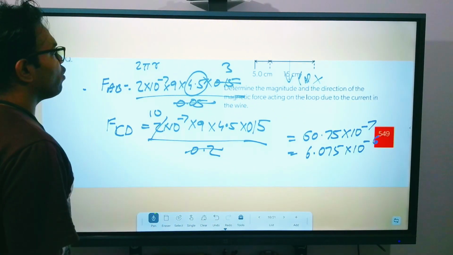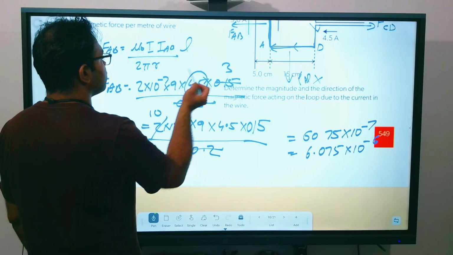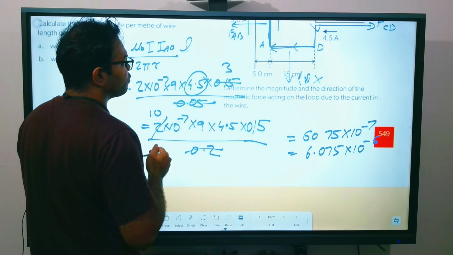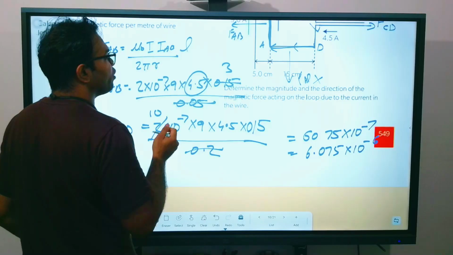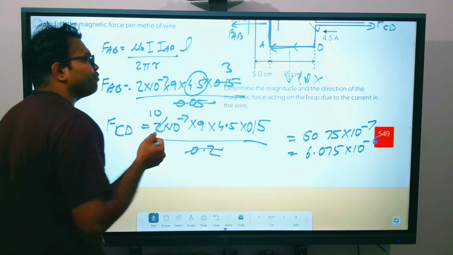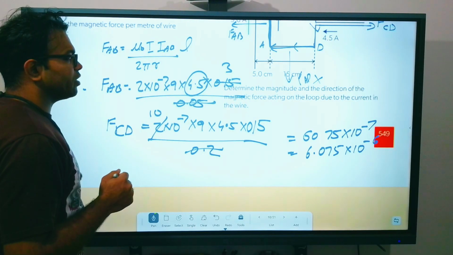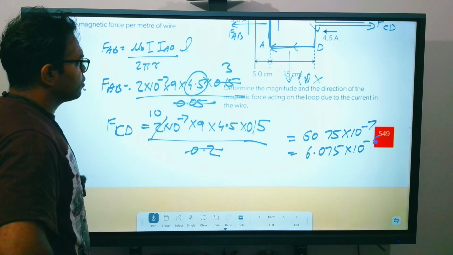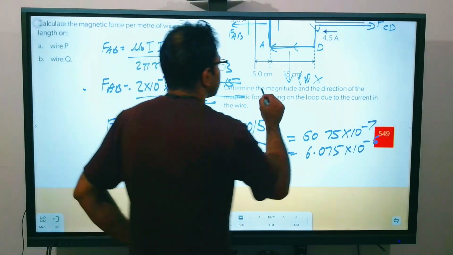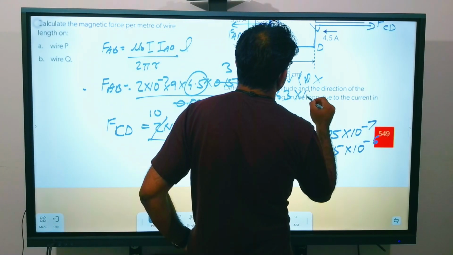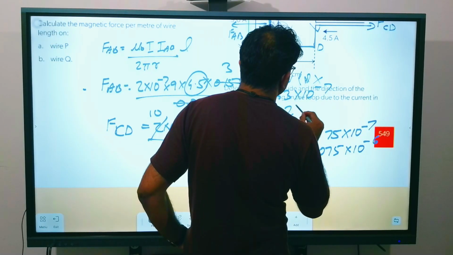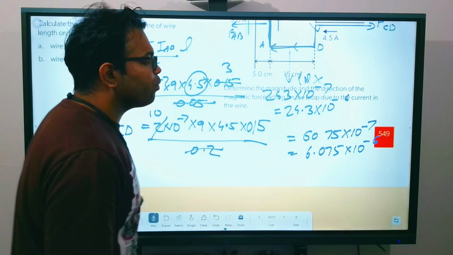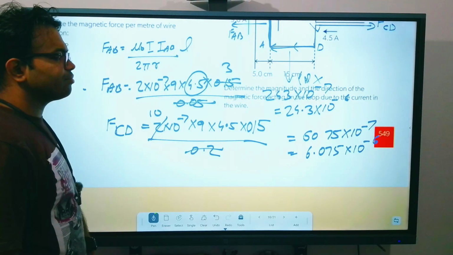And for the above one, what will it be? 9 twos are 18, and 4.5 into 3 is 13.5. So 13.5 into 18 is how much, Akshay? 243 into 10 to the power of minus 7, or simply 24.3 into 10 to the power of minus 6. What is 24.3 minus 6.075?